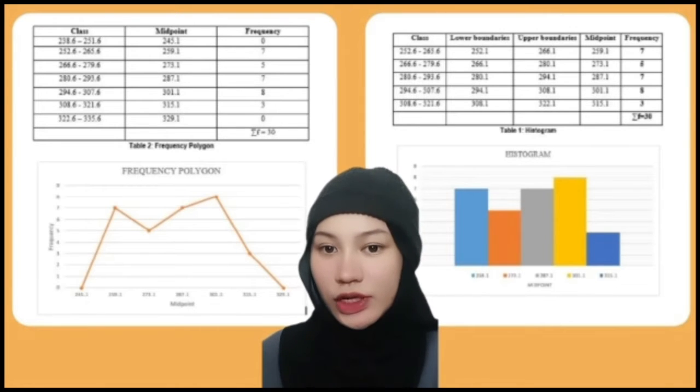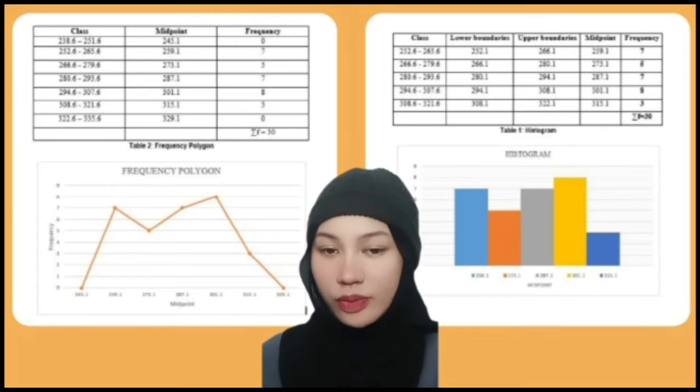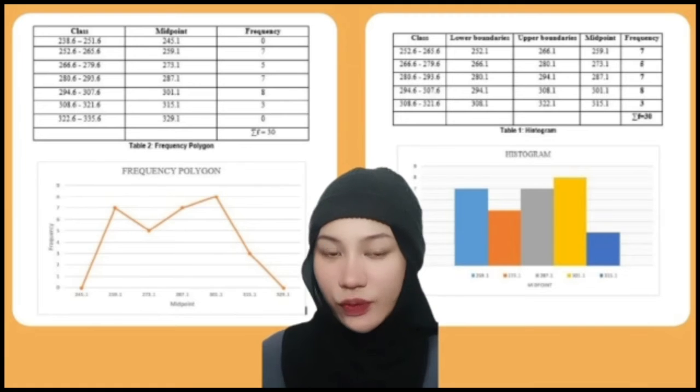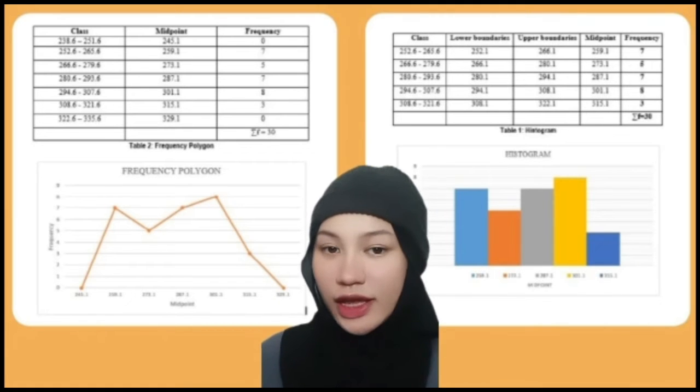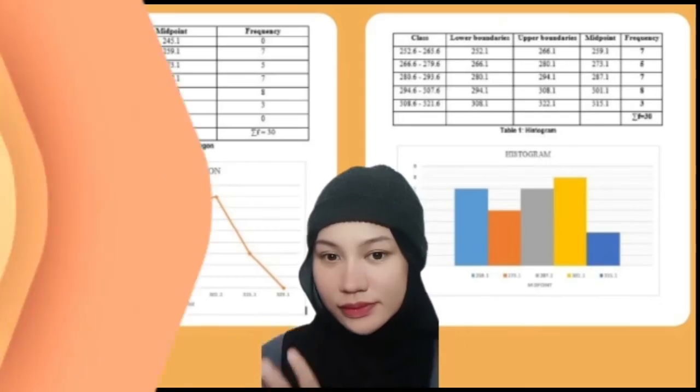The data show the lowest frequency is in the fifth class, that is 308.6 to 321.6, while the first and the third class show the same total frequencies, that is 7. The highest frequency is 8 and located at the fourth class.